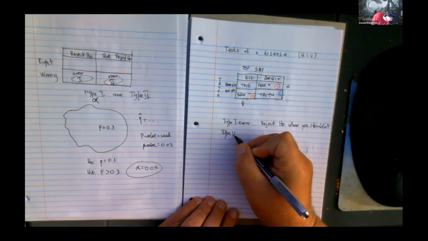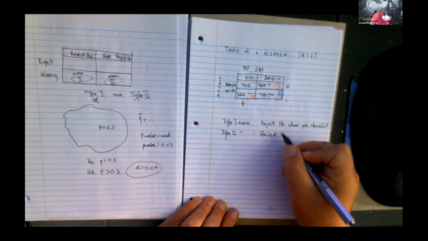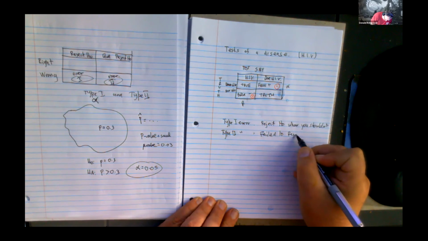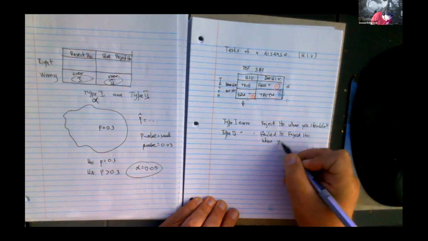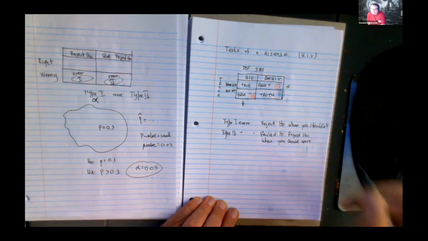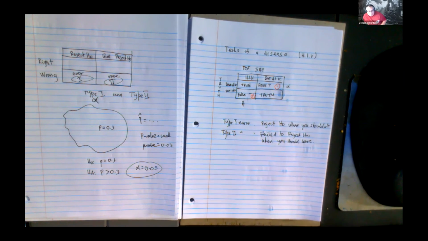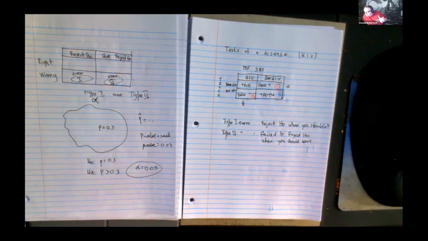And a type 2 error is when you failed to reject H0 when you should have. So that would be the real answer was 0.4, but you never found enough evidence to prove that it was bigger than 0.3, right? So that would be a mistake, right? You didn't find the truth.